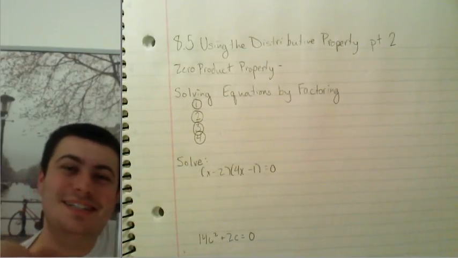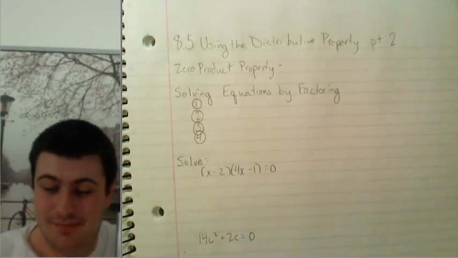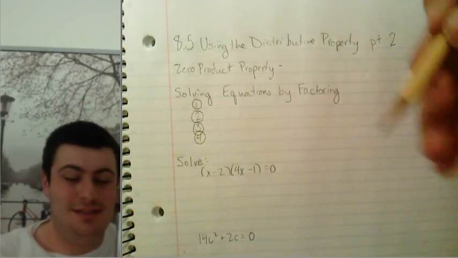Hey gang, so we're going to continue using the distributive property to factor, and we're going to use it to solve equations today. So first we're going to call upon the zero product property.